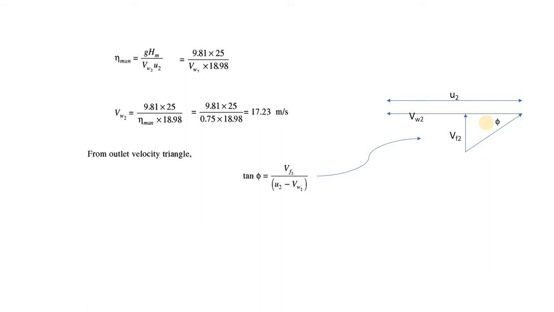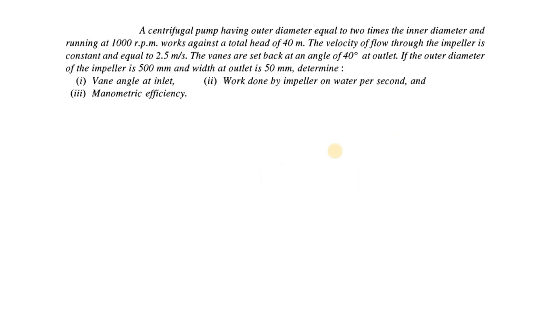So tan phi is VF2 divided by U2 minus VW2. Here these three terms are known from the previous calculations. So tan phi is 1.7143, or if you take tan inverse of 1.71, it will directly yield the value of phi, and that is around 59.74 degrees. So phi was the unknown, and that was the thing which we were supposed to calculate. I hope you have understood this. Let us proceed with one more problem.